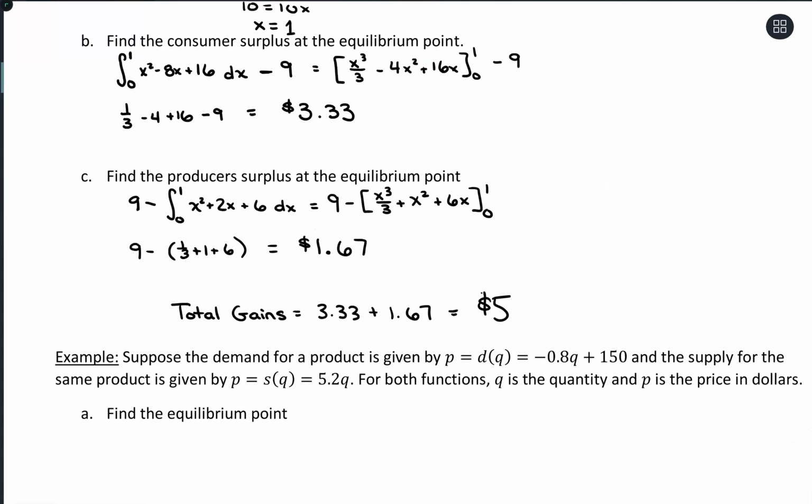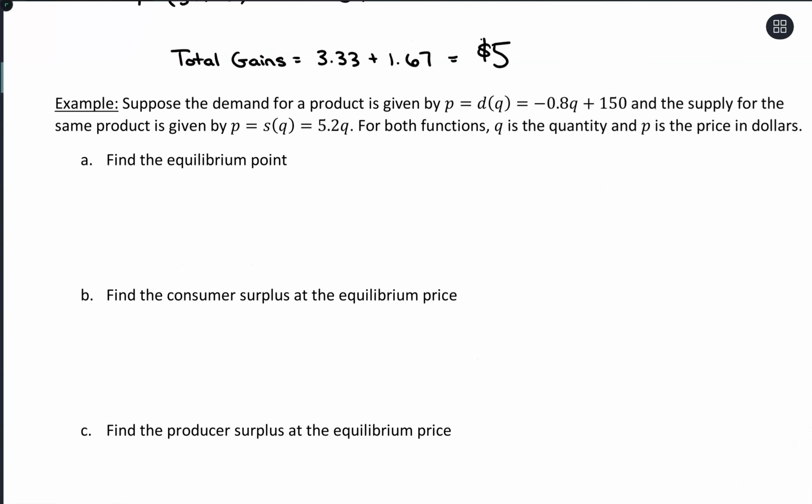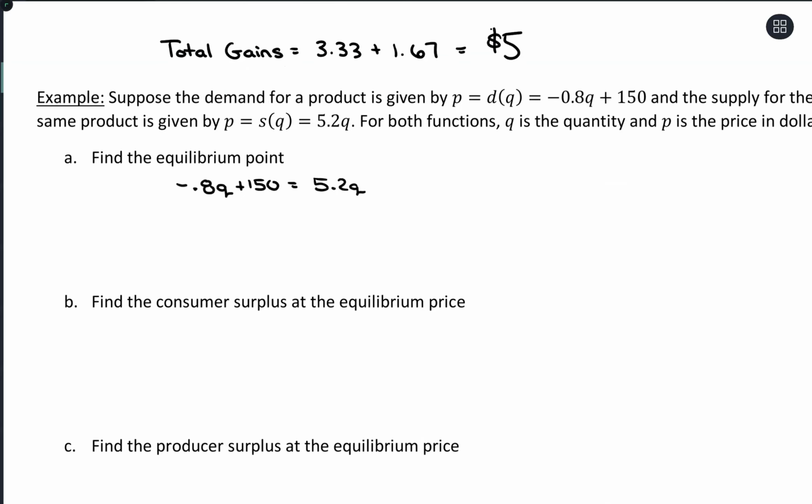Okay, one more example here with consumer and producer surplus. So suppose we have the demand function negative 0.8Q plus 150, and supply is 5.2Q. And we're using Q for quantity, P for price. Okay, finding the equilibrium point. So we're going to take negative 0.8Q plus 150 and set that equal to 5.2Q.